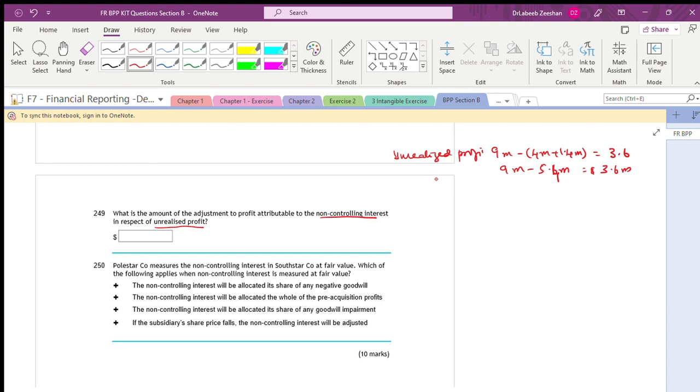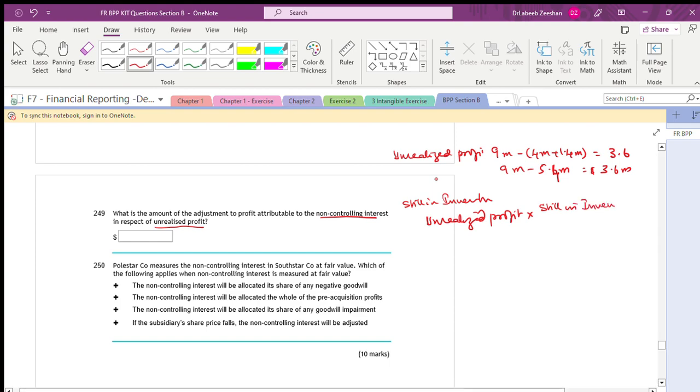This is the unrealized profit. Still in inventory, how much? This is the unrealized profit still in inventory. I am just writing in my own words to make the explanation easier. What is the total value?